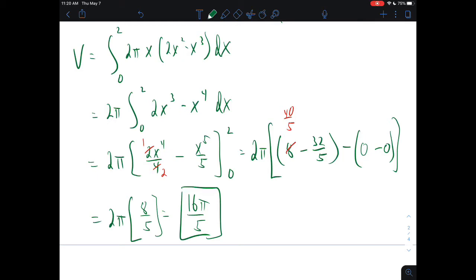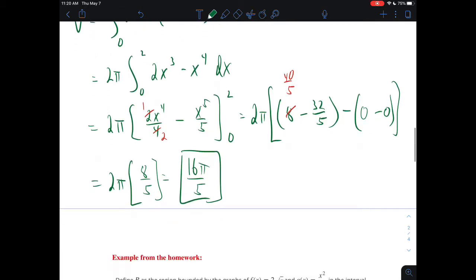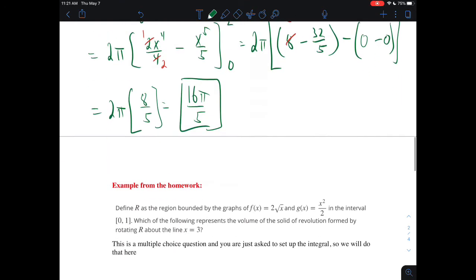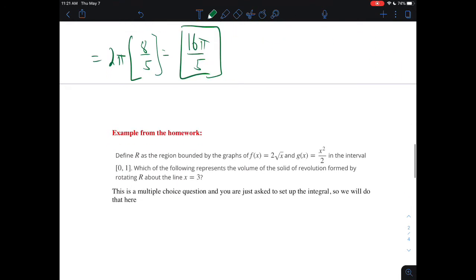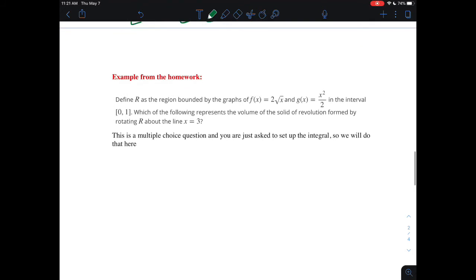Okay, so now let's take a look at another example where the axis of rotation has changed. And I'm taking this from the homework. This is just a setup question, and it would be multiple choice. You'd have options to pick from. So we're just going to set this up. Define capital R as the region bounded by the graphs f of x equal 2 square root of x and g of x equal to x squared over 2 in the interval from 0 to 1.